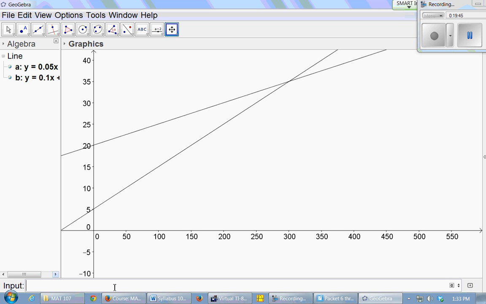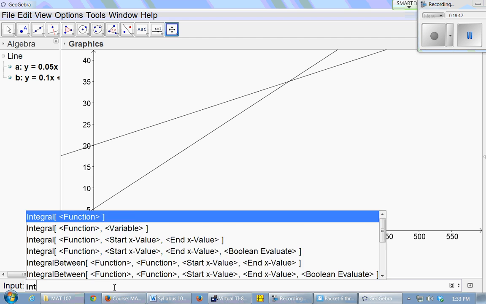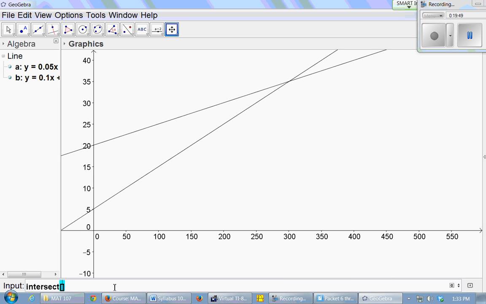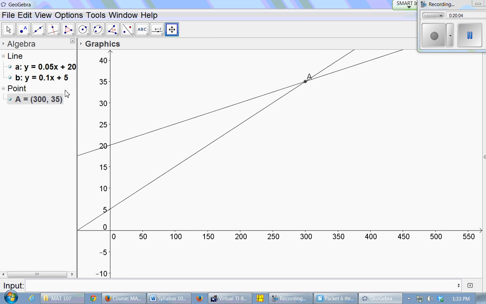To find where they intersect, in the input bar, we just type intersect, square bracket, and then the lines that I typed in. GeoGebra named them A and B. You can see that in the algebra view, so I just type A comma B, enter, and it gives me this point. And I can make the algebra view a little bit bigger to be able to see those coordinates.